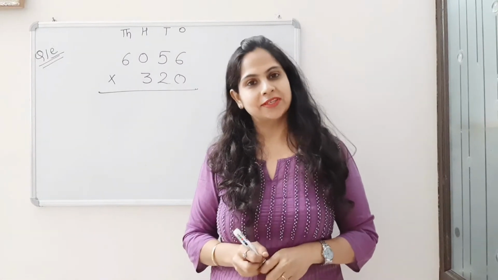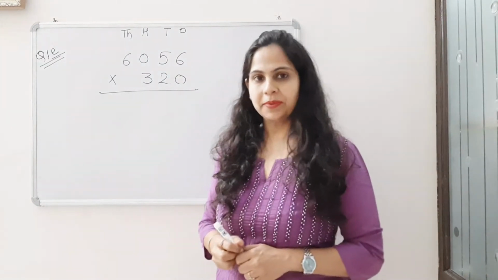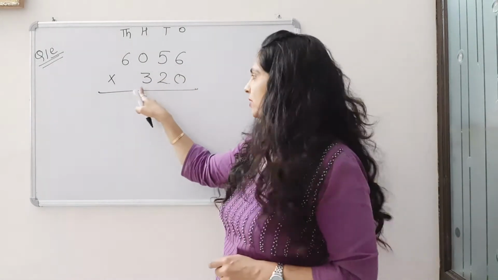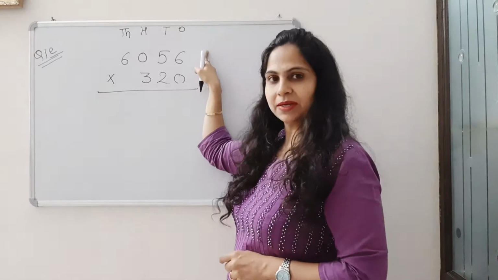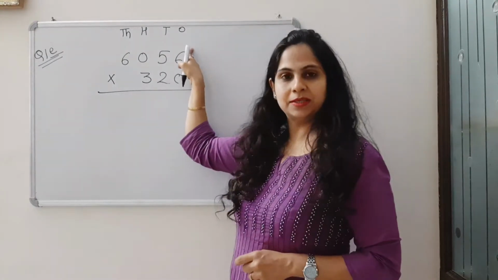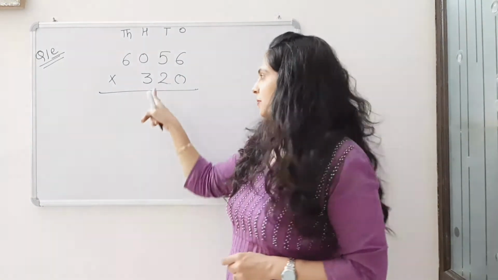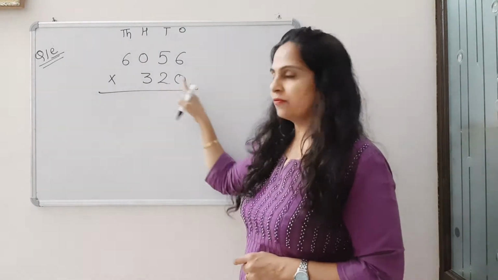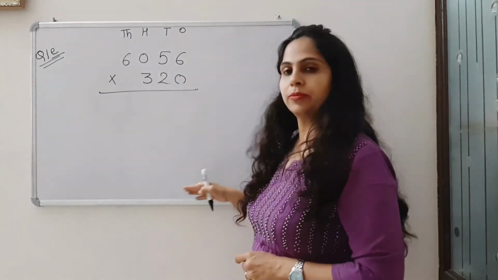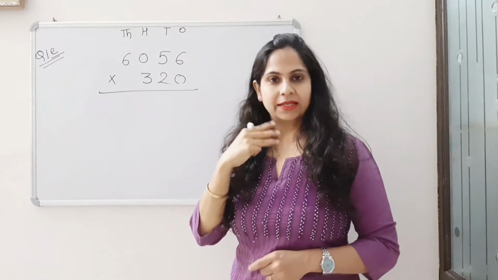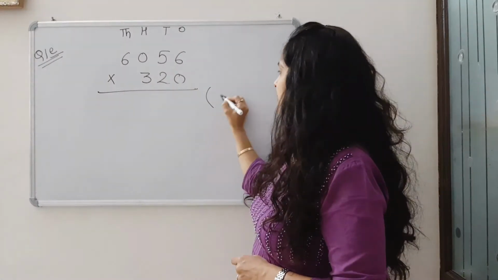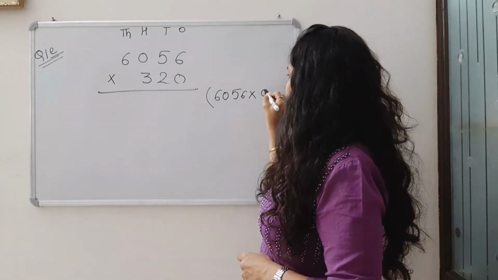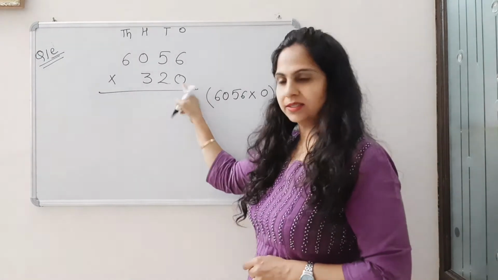Now let's do question number 1 E part. Question number 1 E part is 6056 multiplied by 320. This is the multiplicand, this is the multiplier. The multiplicand is of 4 digits and the multiplier is of 3 digits. Now it has 3 digits, so we have to divide the whole process into 3 parts. Clear? Now the first part will be, we will multiply 6056 by the 1's place digit, that is 0.